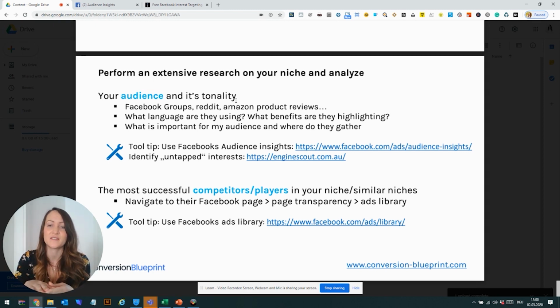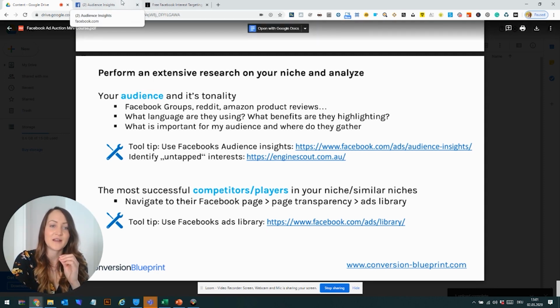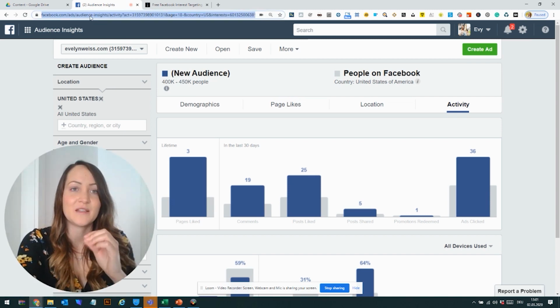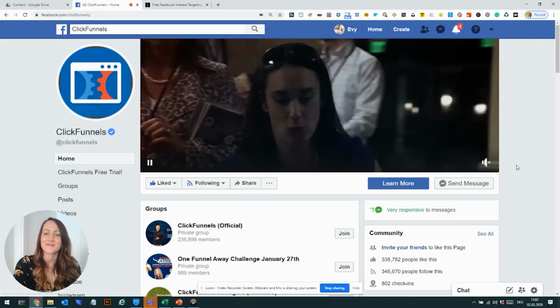The next thing you want to do is that you want to research your most successful competitors or the most successful players in your niche or very similar niches. And then you want to navigate to their Facebook page and go to page transparency. I will do that right now. So for that purpose, I'm hitting back to Facebook. Okay, we're back to Facebook.